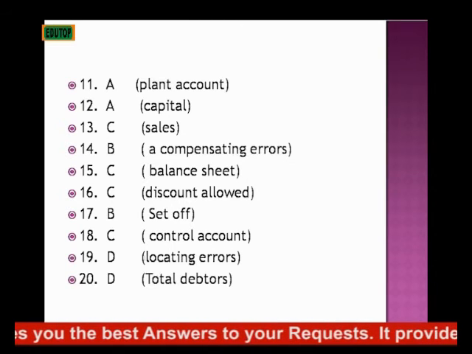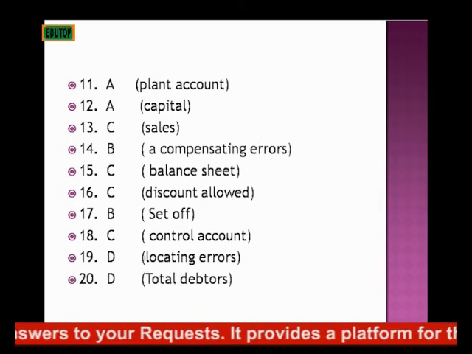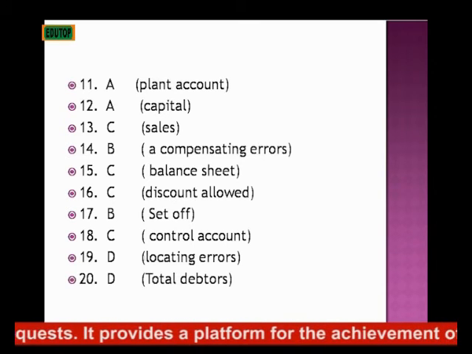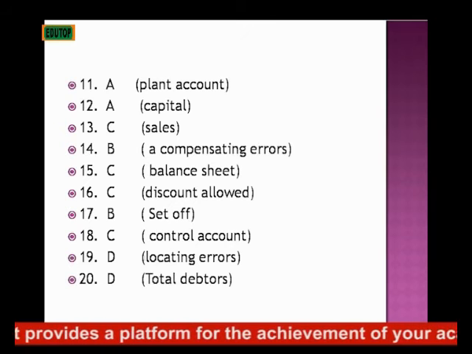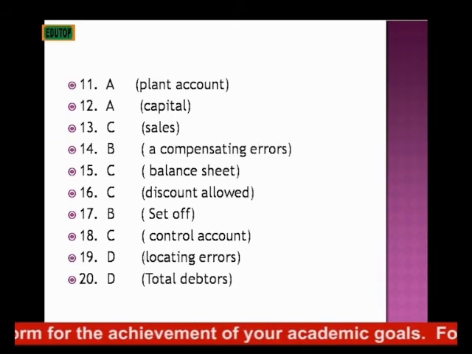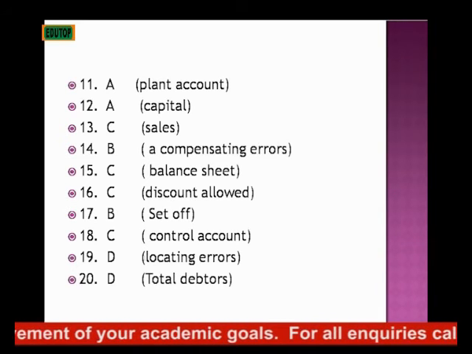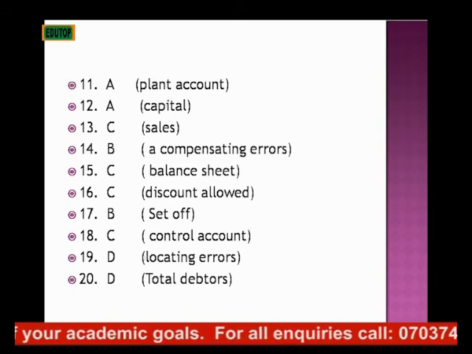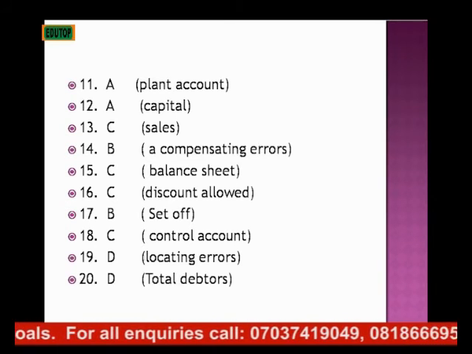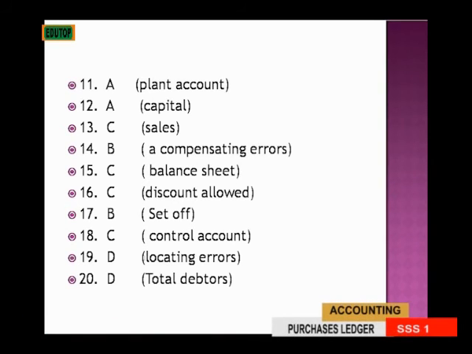The next one, question 18, an example of a self-balancing account. I think I talked about the control account, which comprises two accounts, the debtors account and the creditors account. So another name you can call self-balancing is in your note, what we discussed in the topic we did earlier on. Another name for self-balancing is what we call the control account. So the answer is C.